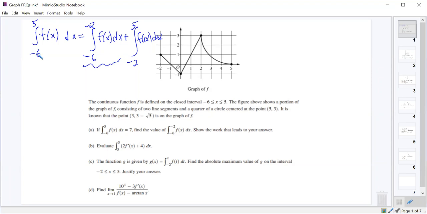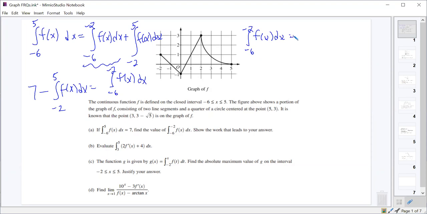Well, the one that we're looking for is the integral from -6 to -2. So that ought to be the integral from -6 to 5, which is 7, minus the integral from -2 to 5 of f of x dx. That ought to equal the one that we are looking for. Everybody good with that? Yep. All right, so that integral that we are looking for should be equal to 7 minus whatever the integral from -2 to 5 is.